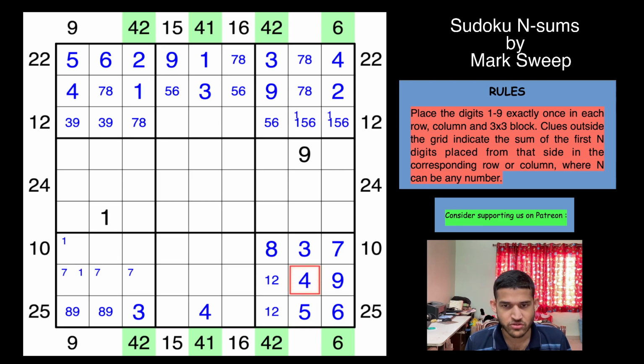So look at this row. 1, 2, 7, 1, 2, 7. Okay, you can't have 7 in this cell because you can never reach 25. 3, 8, 9 is 20, and then if you put 7 here, it becomes 27. 7 is not here, so 7 goes here. That gives 8 here, and a 7 here, and an 8 here.